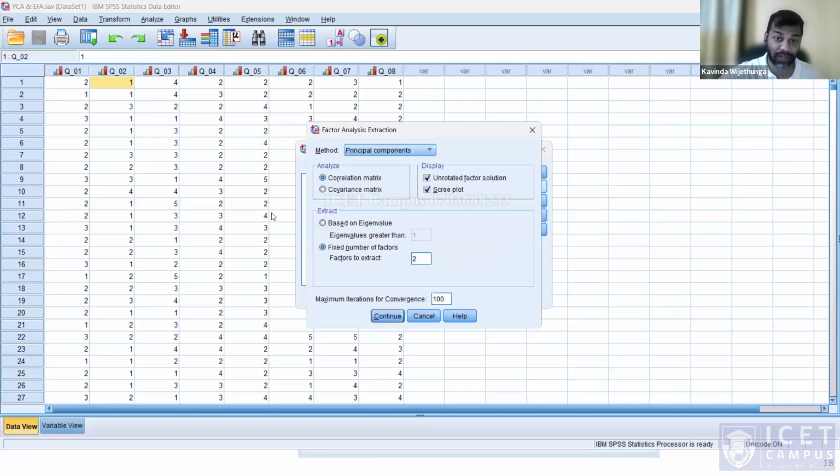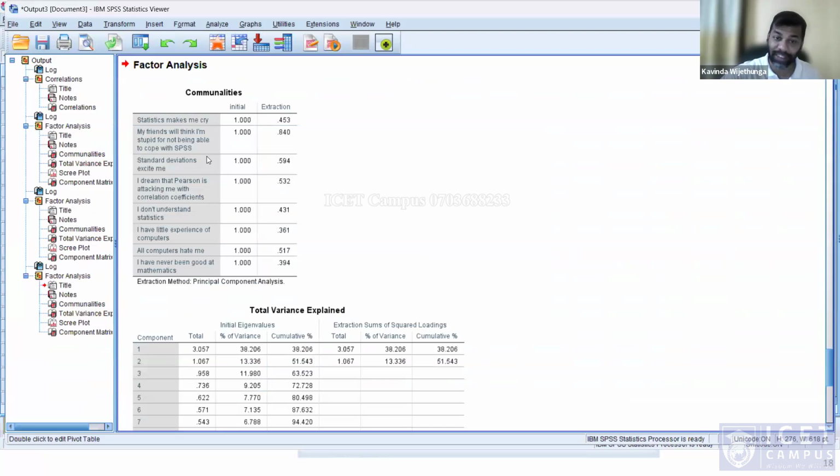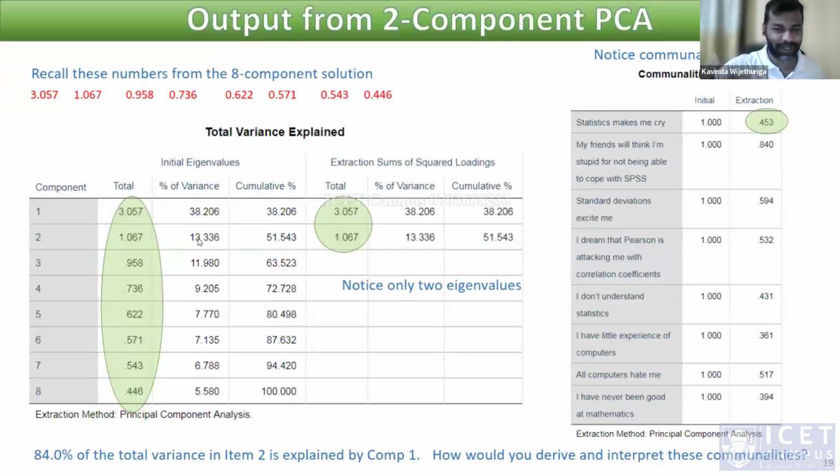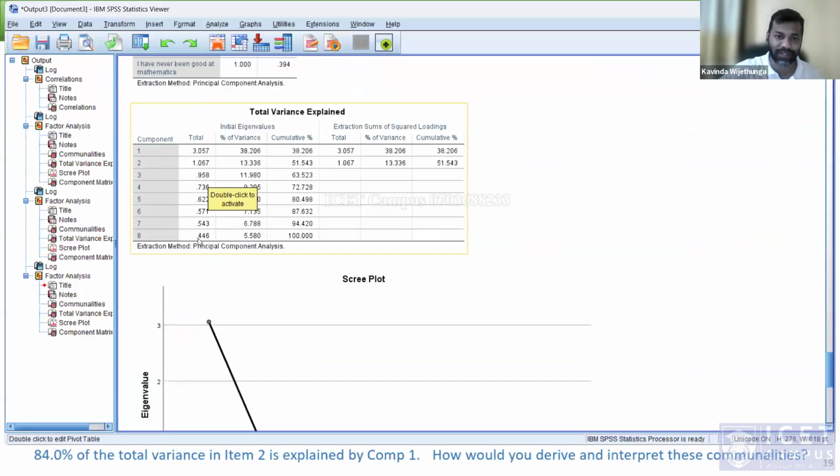So the eigenvalues remain the same, right? The eigenvalues have not changed, they remain as they are, right? The initial eigenvalues are there because there were 8 components. Earlier we also did factor rotation and took all 8. Now I need 2 factors. Here is the extraction sum of squared loadings, right? I have extracted two.